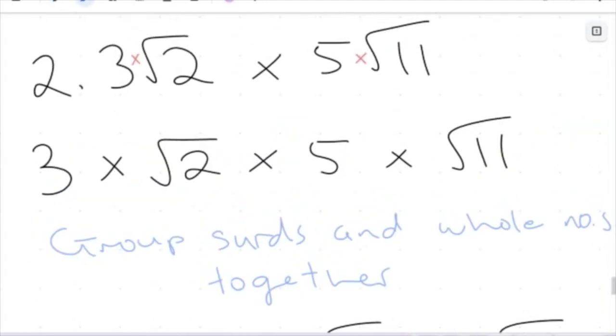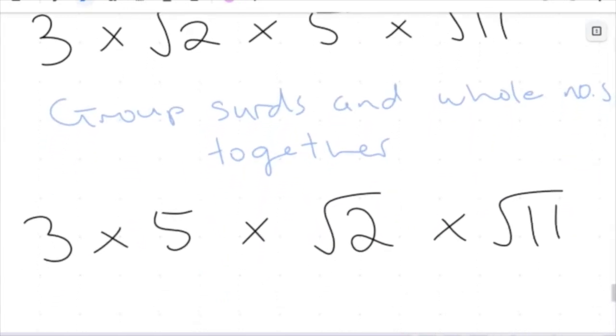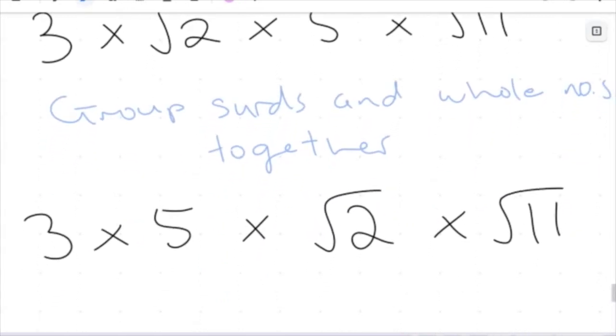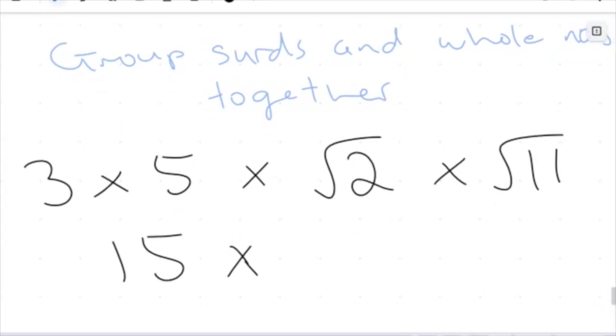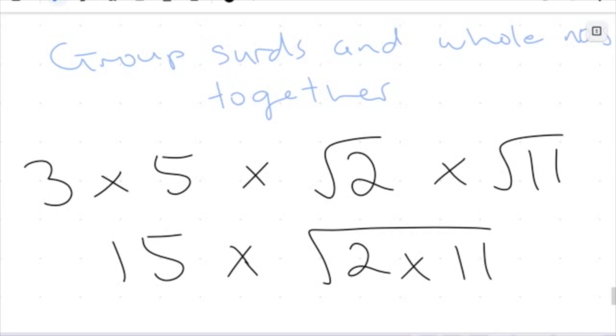Because by that I mean the very first line of the question. Because now it just becomes an exercise in multiplication, and I can do these separately, right? So 3 times 5 gives me 15, and that gets multiplied by root 2 times root 11. Now, if you remember from the previous video, this is the same as the square root of 2 times 11. So I can write the product of these two under one square root instead of 2 separate ones.